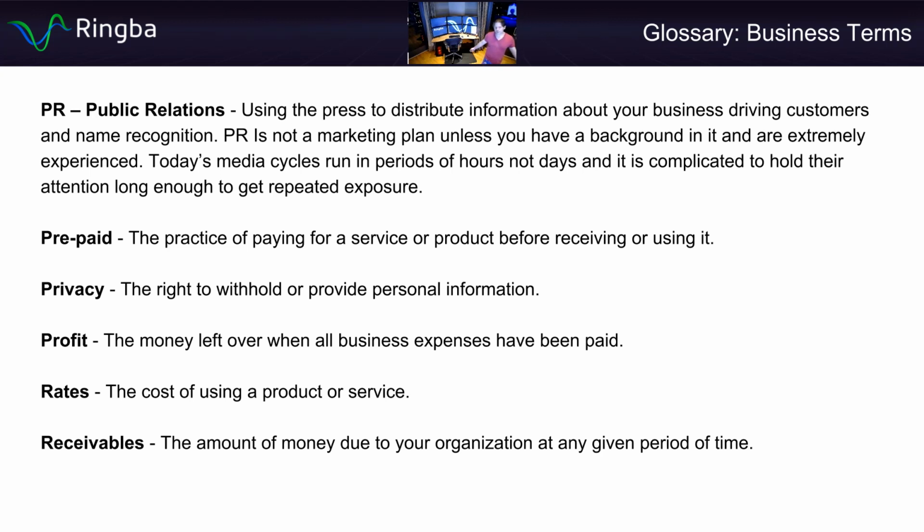Rates, this is the cost of using a product or service. So for instance, when you're talking about Ringba, we have telecom rates, per minute rates, per phone number rates. It's just the cost associated with using a specific product or service. Receivables, this is the amount of money due to your organization at any given period of time. And so it's all the money that's owed to you from all the people that owe you money. Those are your receivables.